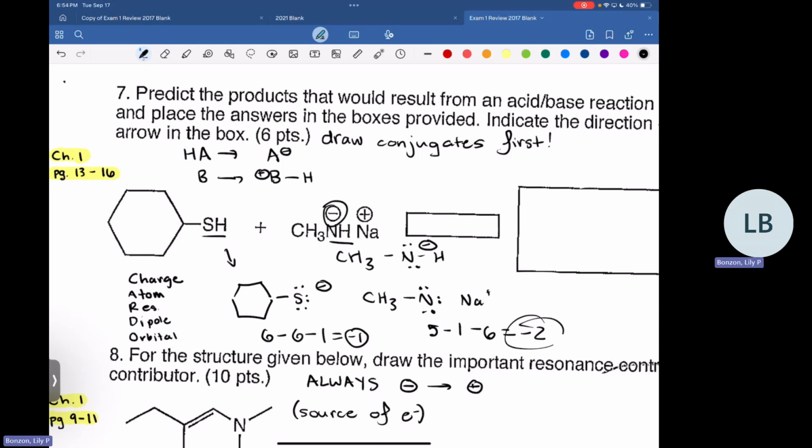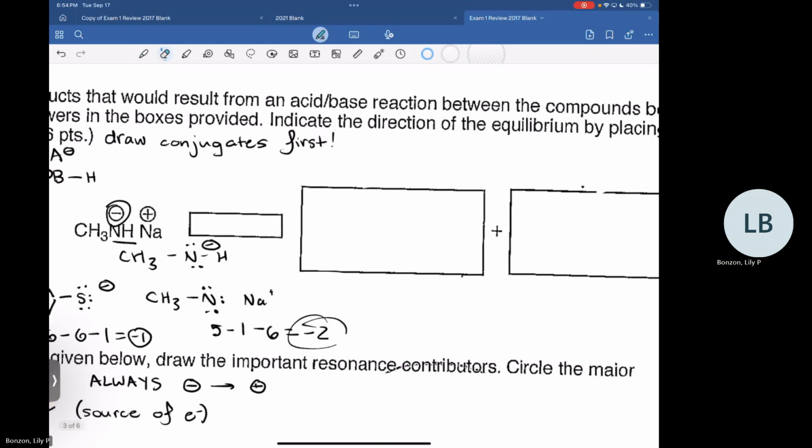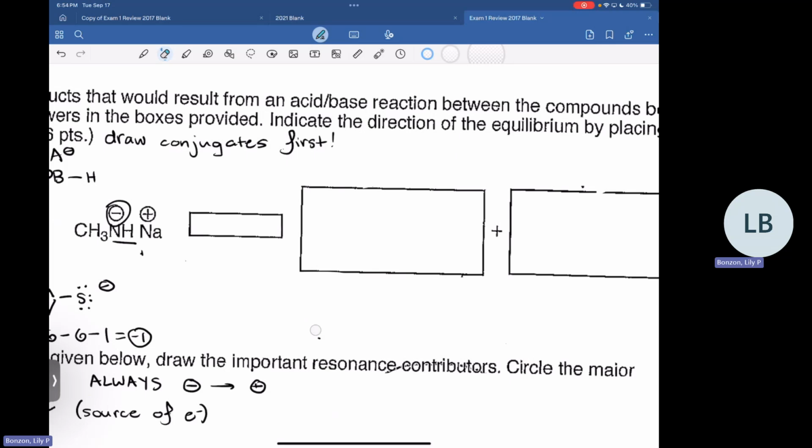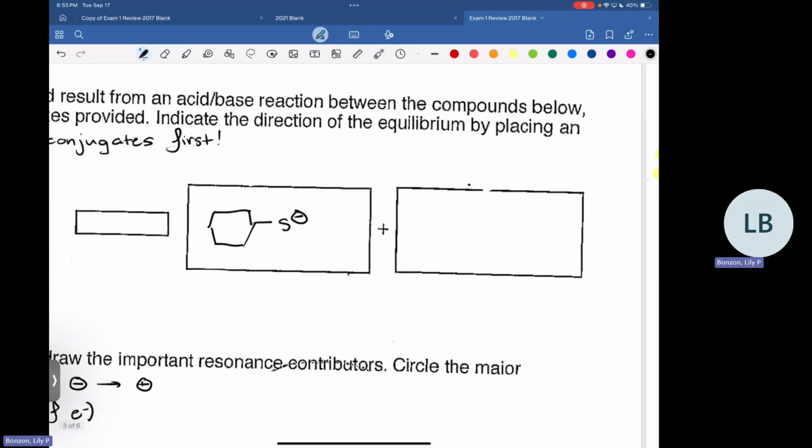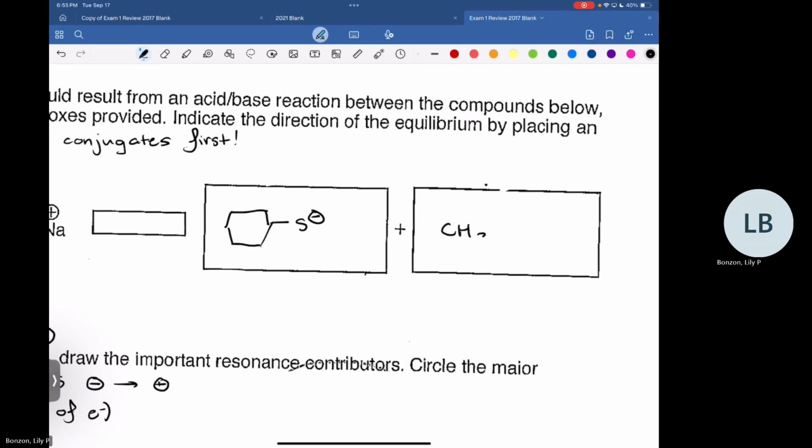And instead we're going to use the SH as our acid. So if we just draw the product of that, we're going to be deprotonating it. So we're just going to be drawing that same anion that we already drew. So this is just going to be an S minus. And then we know that this is going to be our acid. So the nitrogen compound is going to be our base. And so in that case, it's going to accept a proton. So we're going to have CH3 and H2.